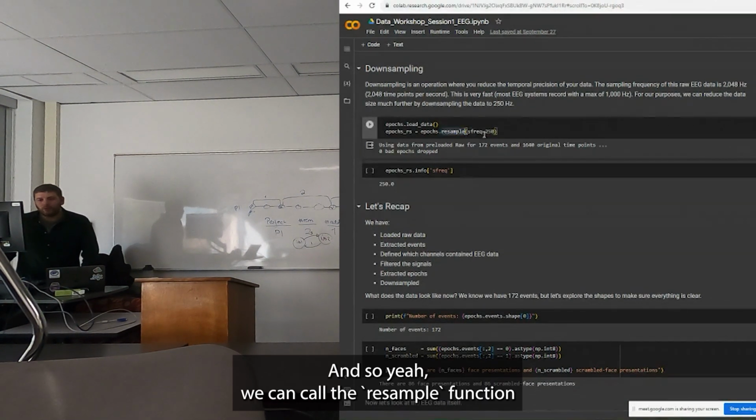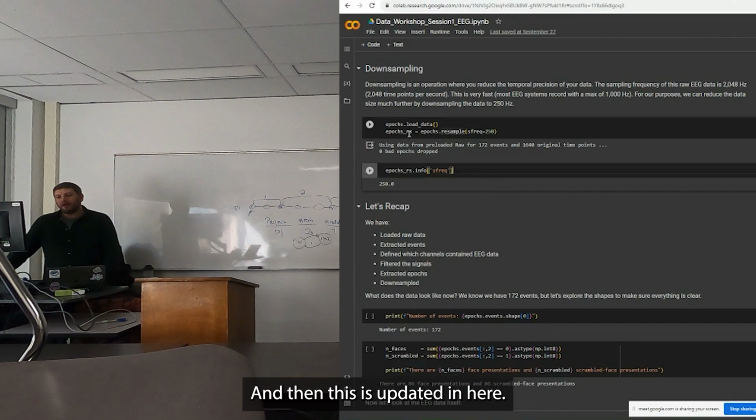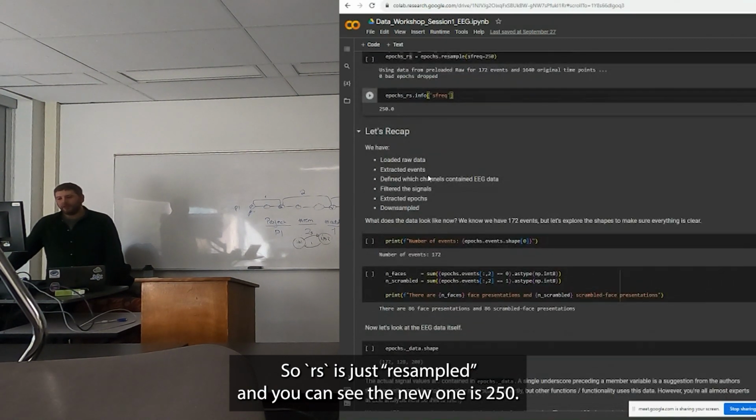So yeah, we can call the resample function. In order to do that, you'll specify the new frequency, and then this is updated in here. So the sampling frequency is just resampled, and you see the new one is 250.